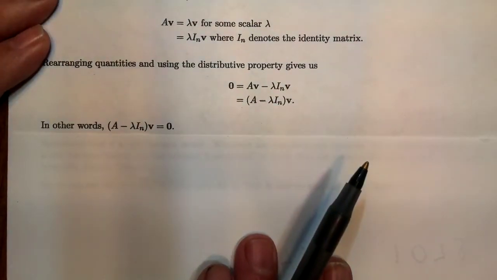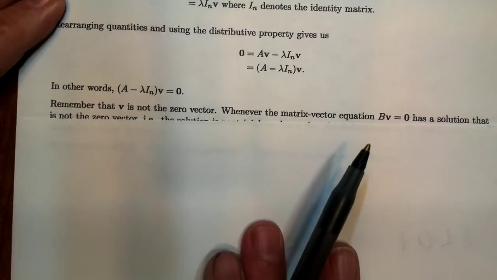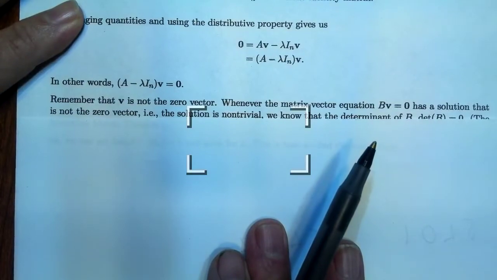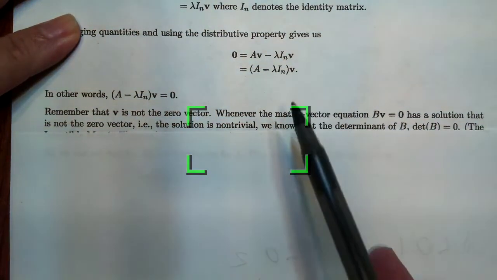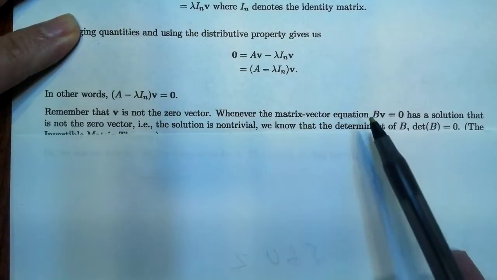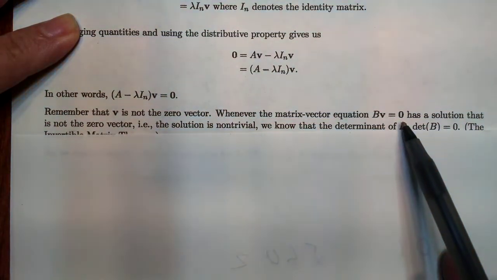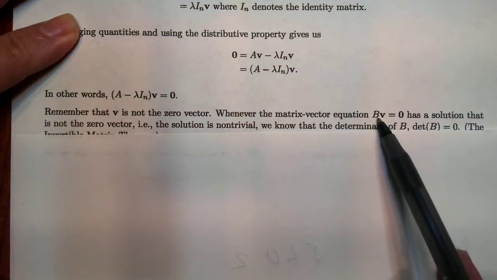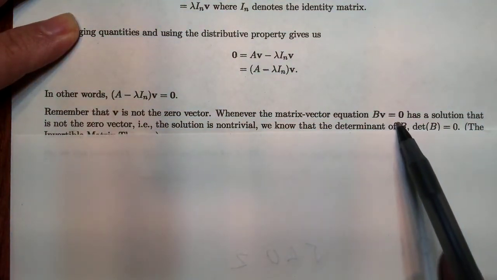In other words, we have that. Now, remember V is not the zero vector. Whenever we have the matrix vector equation B times V equals 0, this is what we call a homogeneous system of equations.